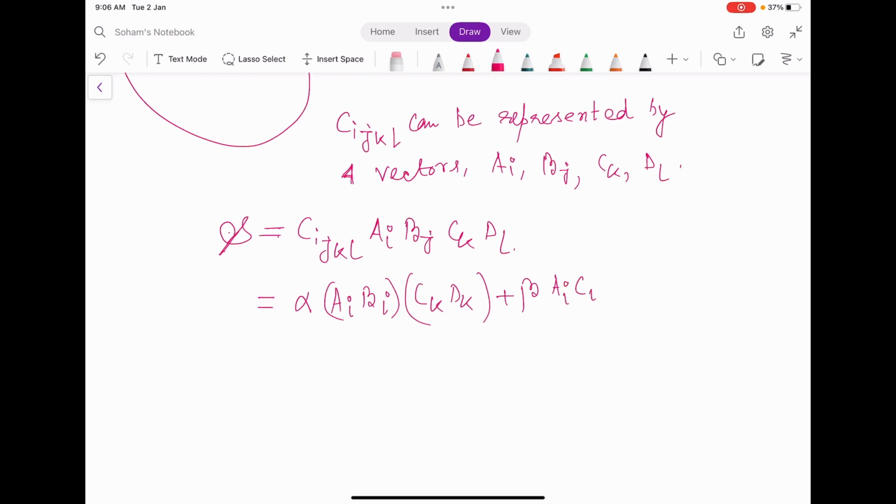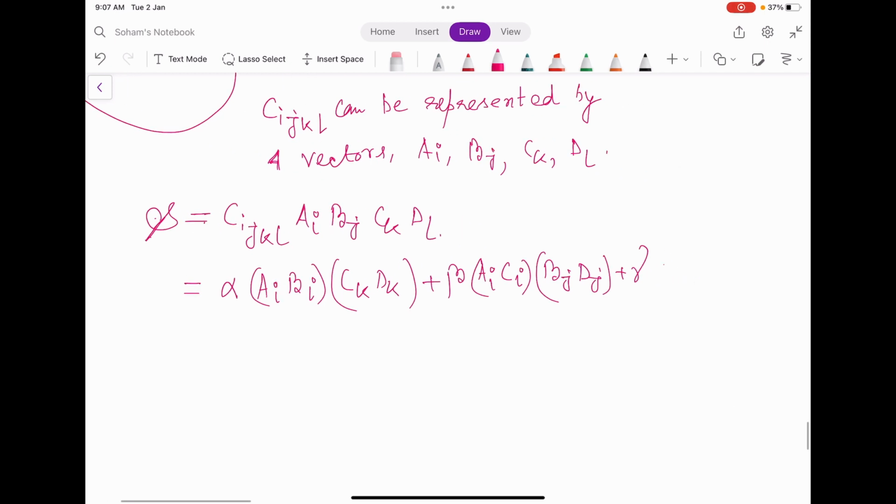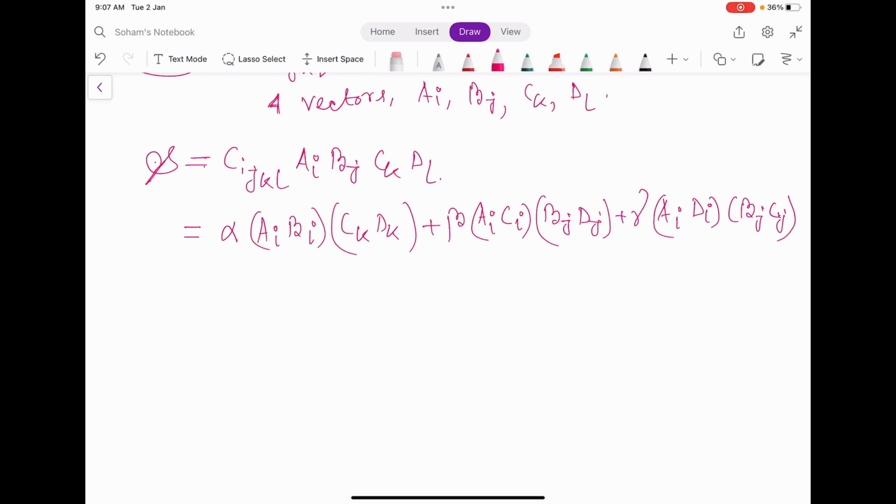So AI, CI. I have removed the J, but you could have written AJ, CJ. So AI, CI and BJ, DJ, plus another constant gamma into AI, DI, so BJ, CJ. Okay, so A can come with B, A can come with C, and A can come with D. Then all other combinations are ensured. No other combination can be there, because A can only come with B or C or D.